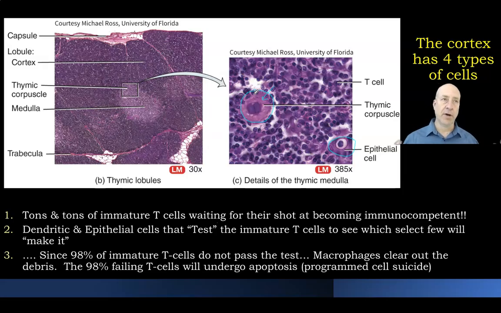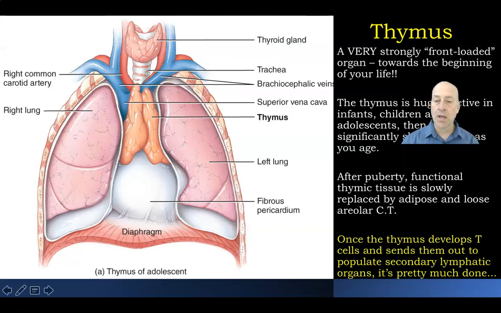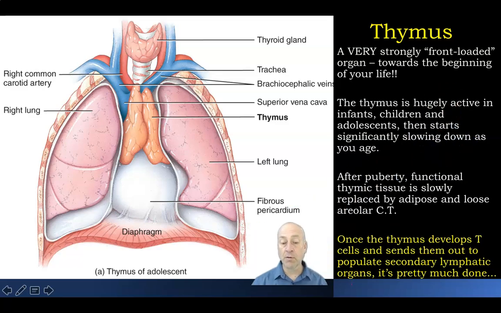And so they break down, and now your macrophages, the fourth cell type inside of the thymus, go to work just cleaning up all that cellular debris of the 98% of the cells that fail the test. And again, the thymic corpuscle gathers together the 2% that pass, and they send them out to the lymph nodes and the spleen, the secondary organs, where they colonize those organs, and they set up shop, and they get ready to just sit there on guard duty and start attacking everything that comes through your body and tries to kill you.